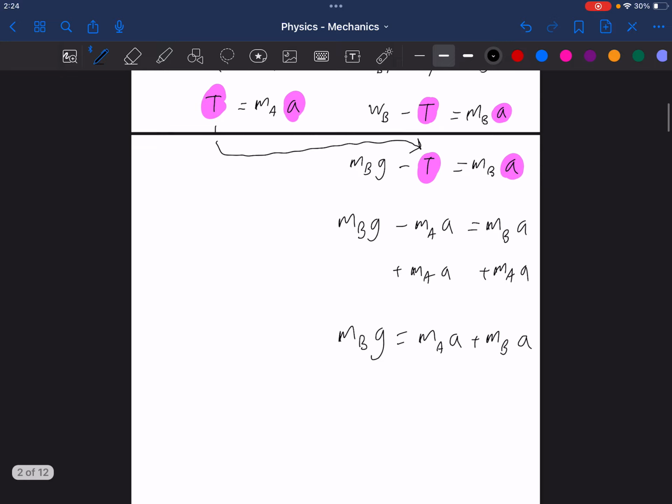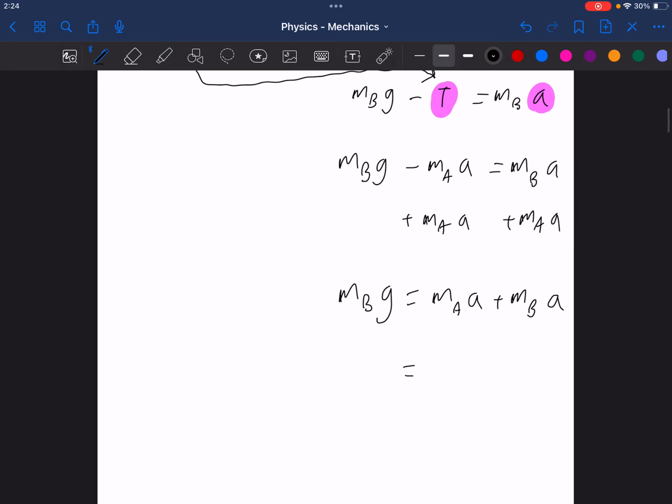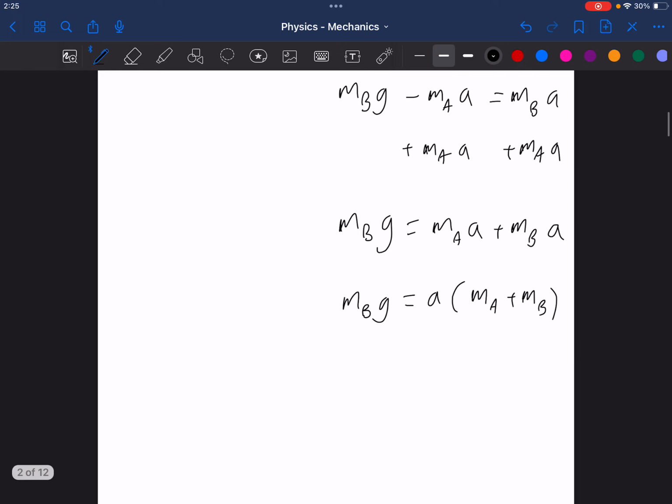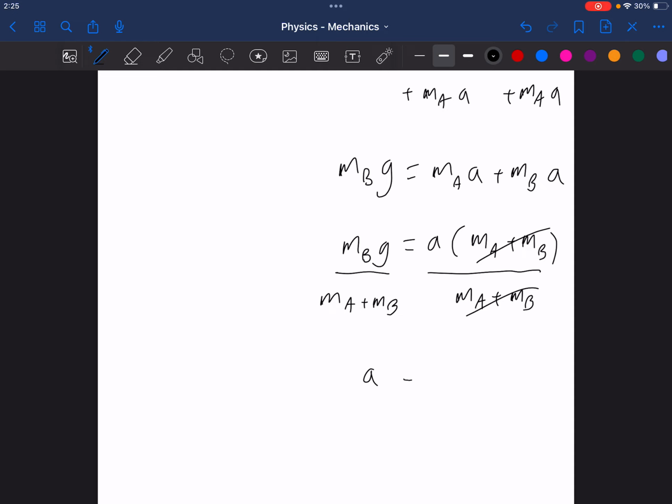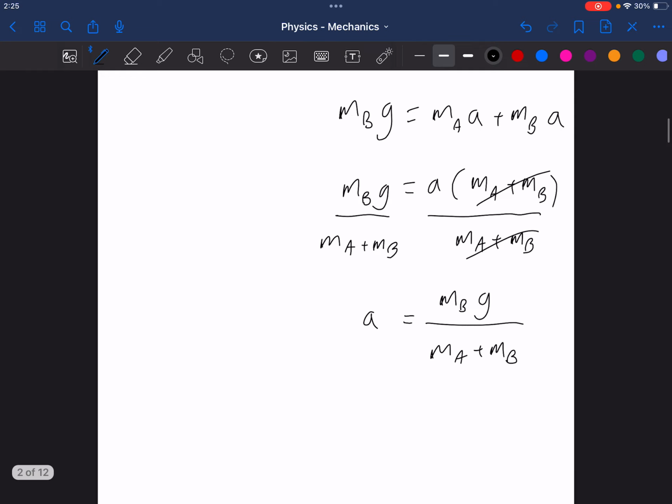Now, on the right side of this equation, I can pull out an a. I have a times the mass of A plus the mass of B is equal to the mass of B times g. And now I can divide both sides by the mass of A plus the mass of B, such that on this side it goes away, and I end up solving for the acceleration. So the acceleration must equal the mass of B times g divided by the mass of A plus the mass of B. So I generated an equation for my unknown where everything is known to me, right?